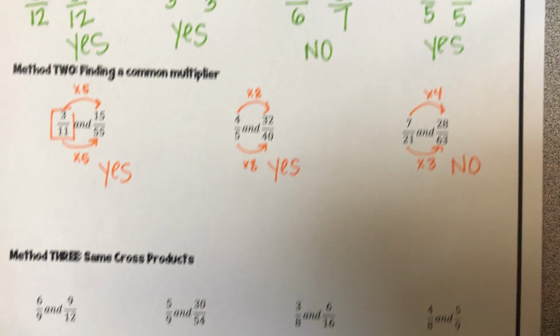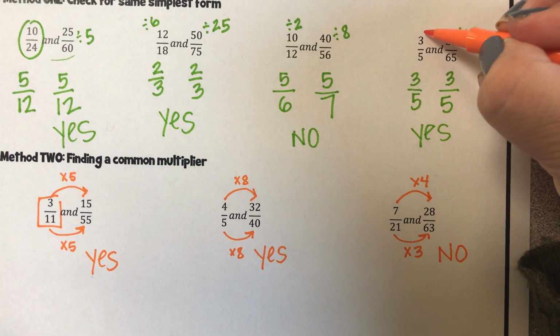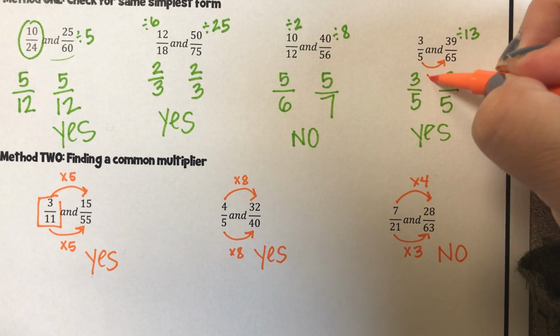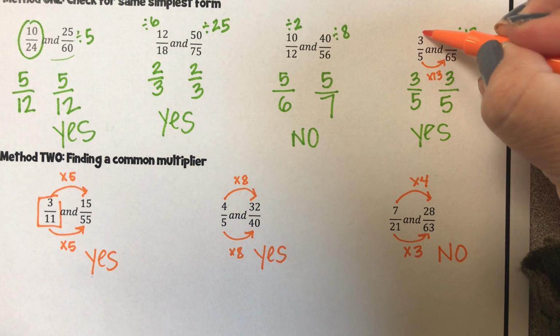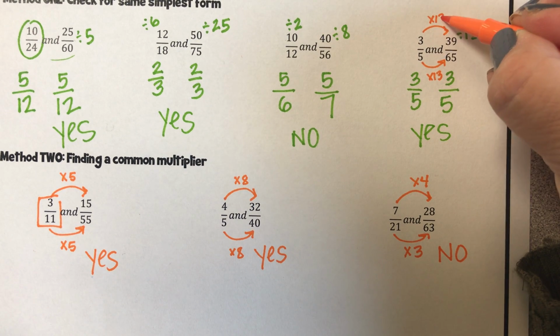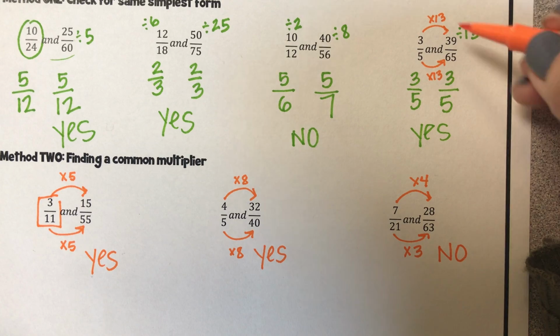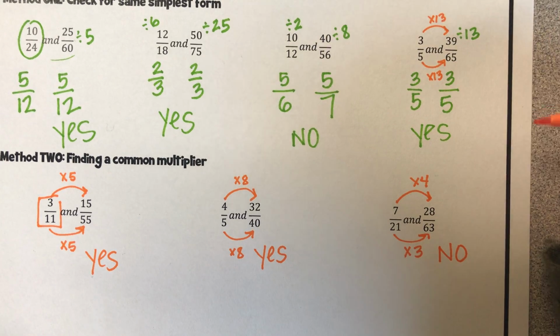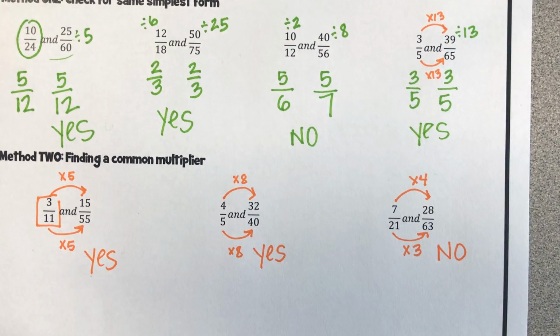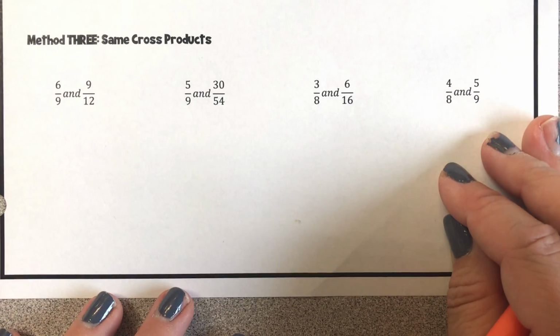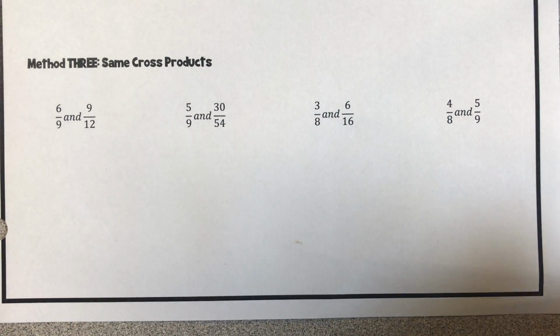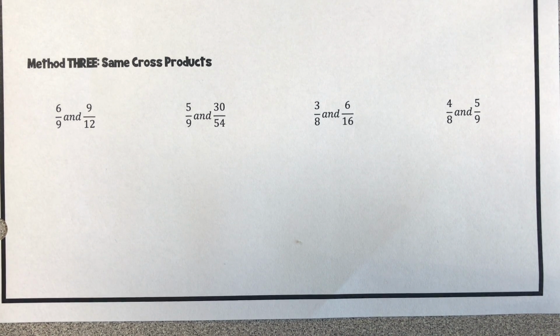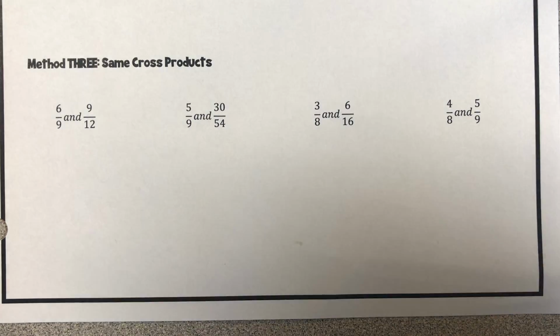Okay, so like up here on this one with the 13, I could have looked at this and said, well, I know that 5 times 13 is 65. So what's 3 times 13? And you would have said, oh, it's 39. So I multiplied the top and the bottom both by 13. And then the last way is probably going to be your way of choice, just because it's pretty simple and easy. So let's look at this one.